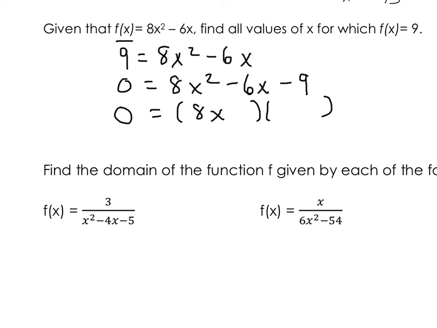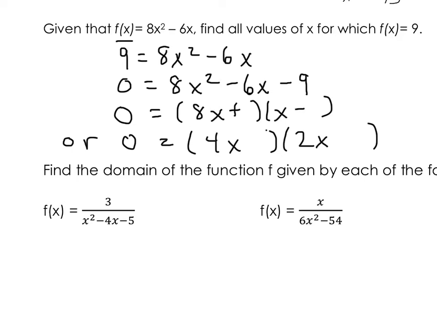It could be that it's 8x times x, or it could be that it's 4x times 2x. Which is it? What are the signs? It's minus 9, so we need a plus and a minus. Where does the plus go? Where does the minus go? We don't know. So we just have to guess and see what happens.